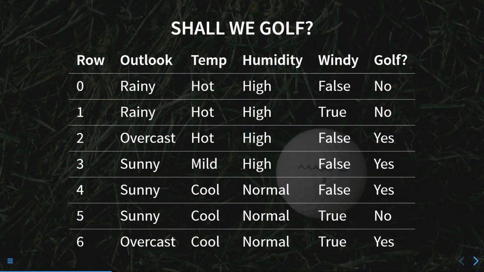So I want to figure out if my boss is going to go golfing this weekend. And here are some prior cases in which I've observed whether my boss has gone golfing. So we have the weather outlook: rainy, overcast, sunny. We have temperatures: hot, mild, cool. Humidity levels: normal or high humidity. Whether or not it's windy, it's really windy outside. And did my boss go golfing?